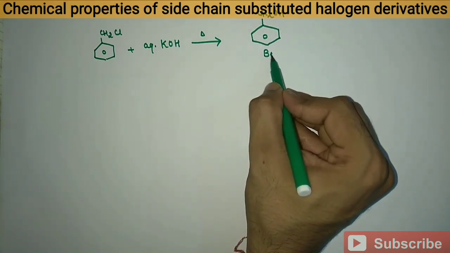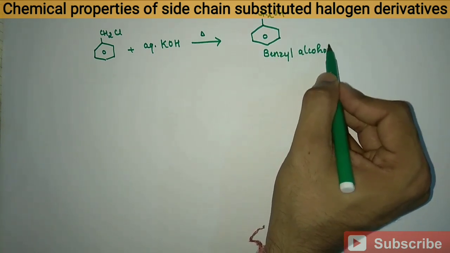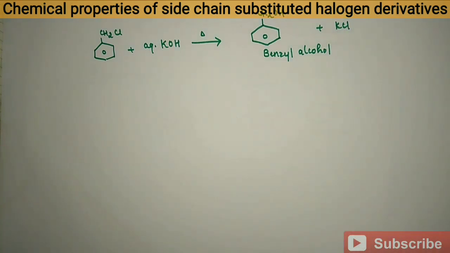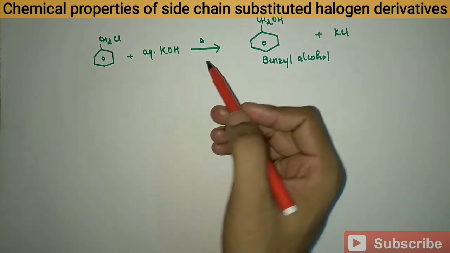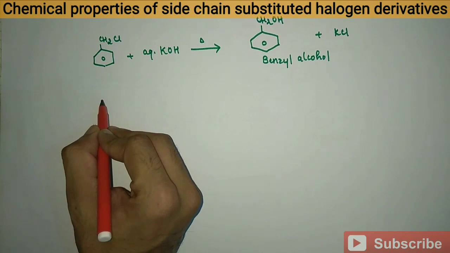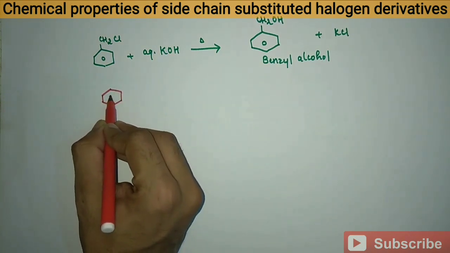This is known as benzyl alcohol. Okay, and the byproduct will be KCl. So it does not require any drastic conditions, just like in the case of unsubstituted haloarene. Okay, so let's take an example of unsubstituted haloarene.